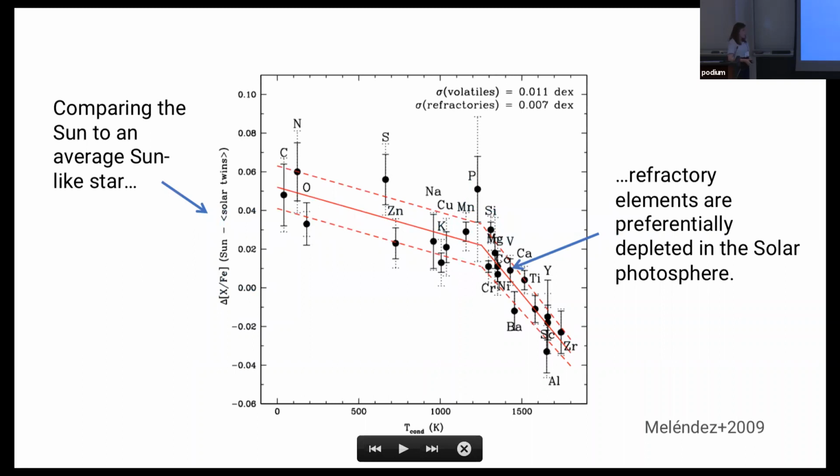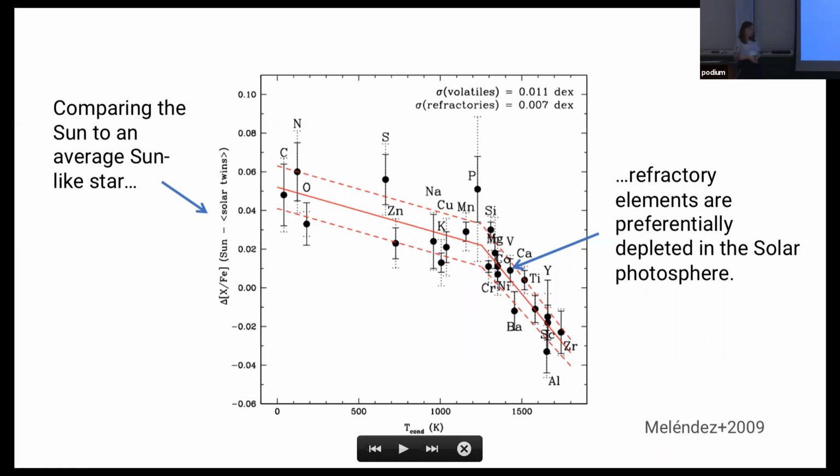So this idea really first became popular through Jorge Melendez's work in 2009, where he looked at about a dozen solar twin stars. He again used this differential twin star spectroscopy technique, and he measured about 20 different elements in these stars and found that when you take the average sun-like star and compare it to the sun, the average sun-like star actually has more refractory elements, elements with high condensation temperature or rock-forming elements, than the sun does relative to the volatile elements.